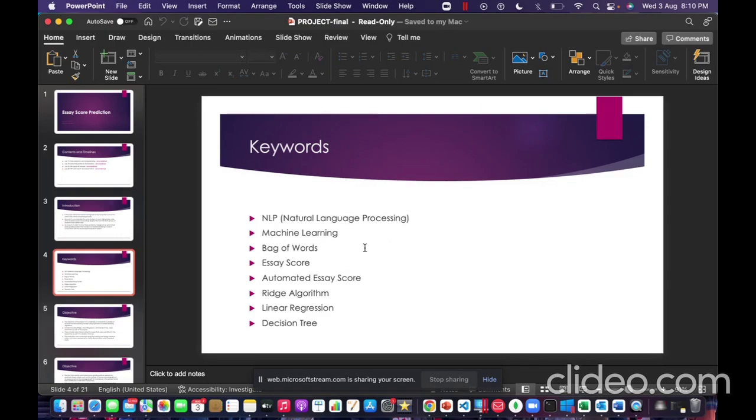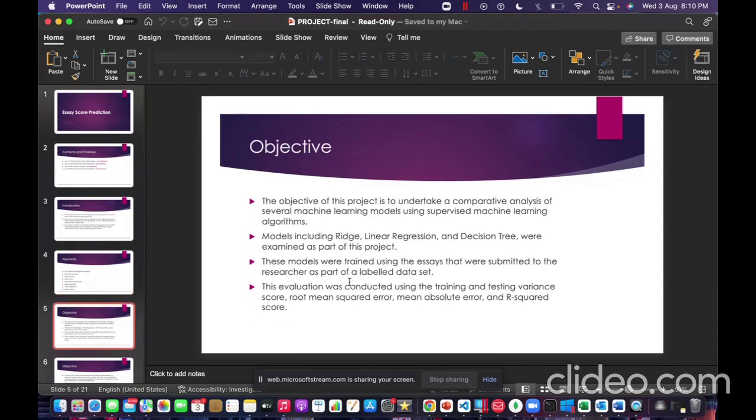Keywords: natural language processing, NLP, machine learning, bag of words, essay score, automated essay score, ridge algorithm, linear regression, decision tree. We will go through all these words in the below slides.